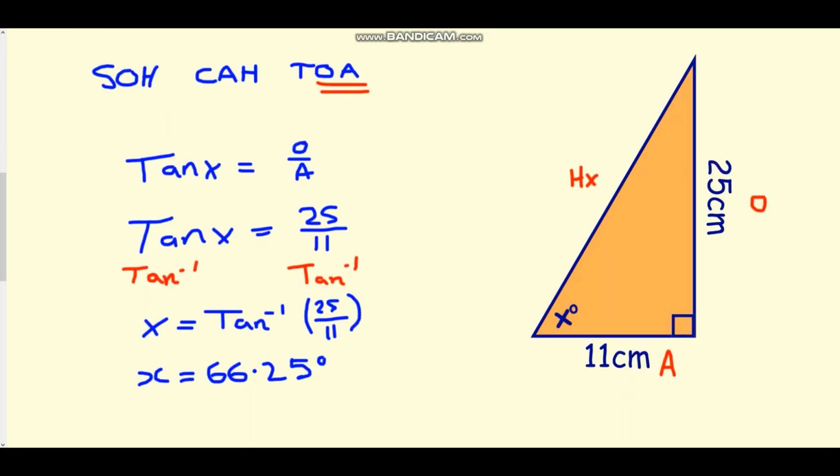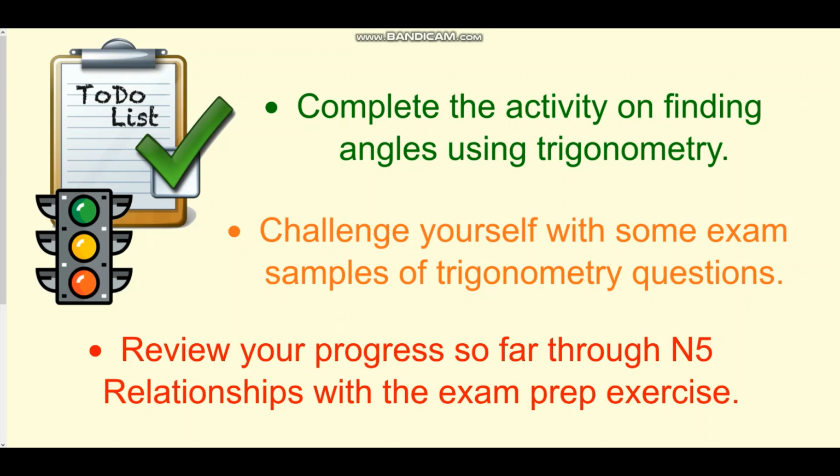Okay, so make sure that you have one of those questions down in your notes, just so you've got an example of how to find an angle using trigonometry. And then what I'd like you to do for today's lesson is, firstly, complete the activity on finding angles using trigonometry. It's 10 to 15 questions of just what I was doing there. That shouldn't take you too long at all. There's not a huge amount of thought. It's just applying the process.